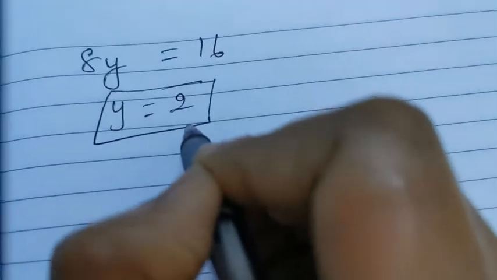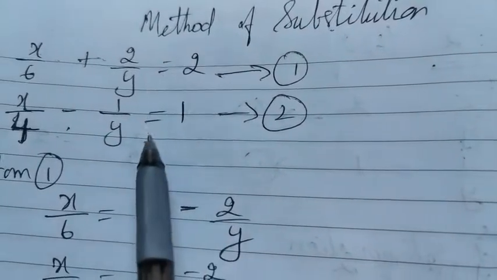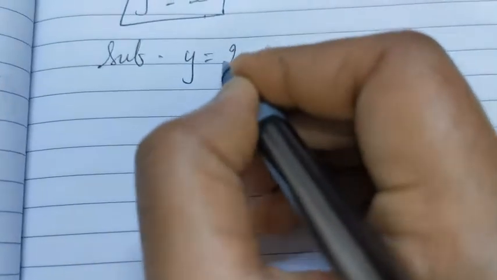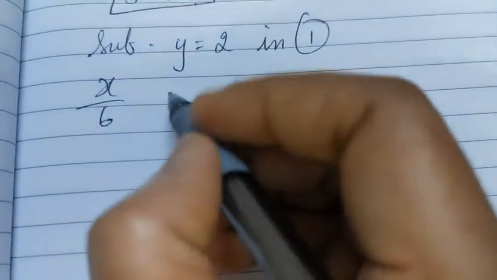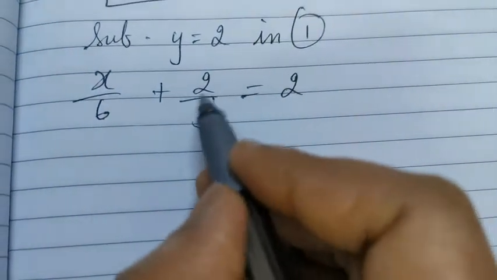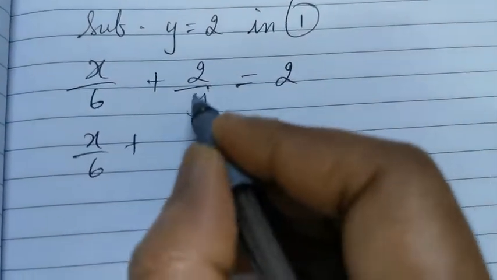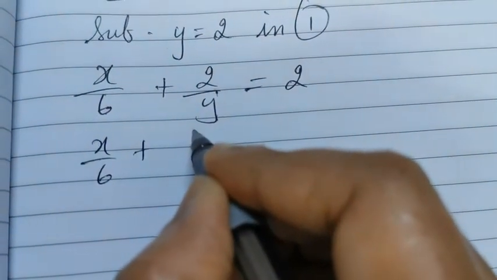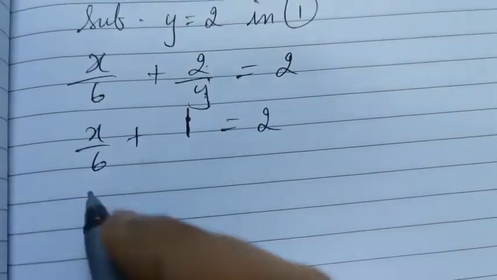Now taking this value of y as 2 and substituting in any one of the equations. So I am substituting in equation 1. Substituting y is equal to 2 in equation 1. Therefore x by 6 plus 2 by y is equal to 2 is my equation 1. Now this y value will be 2. x by 6 plus 2 by 2, which is 1. 2 divided by 2 is 1. Therefore my value is 2.